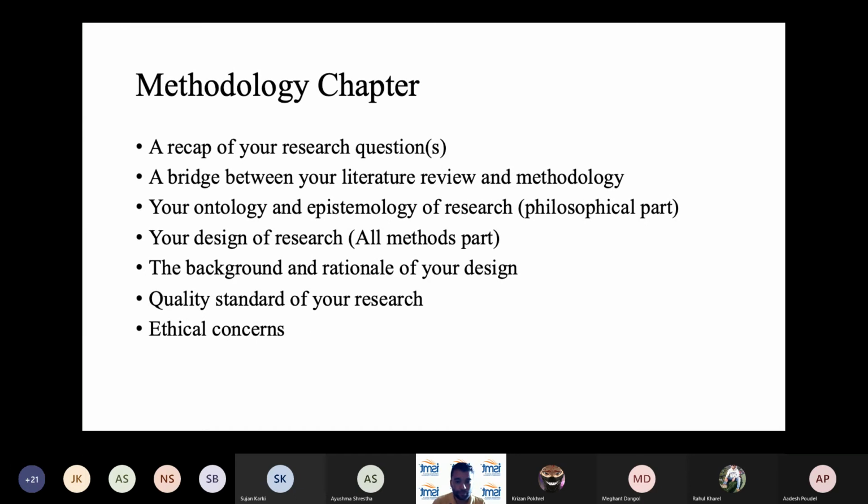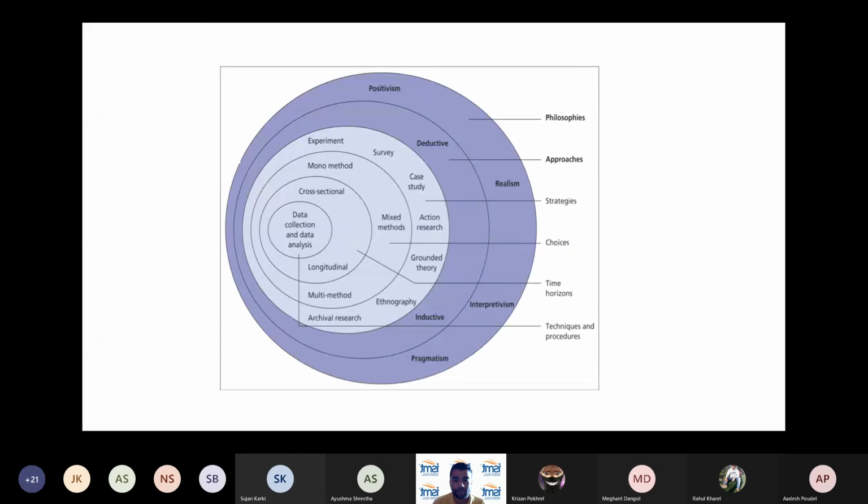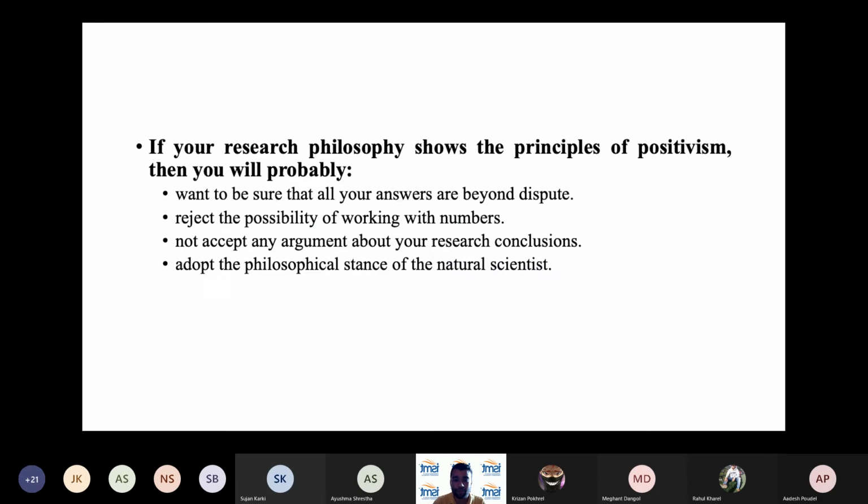Again, showing that research onion. Now we have completed this philosophy part. Now you can relate your research question to the philosophy in which it lies. If you are not able to analyze your ontology or epistemology, then we need to move on to the second layer, which is the approach.